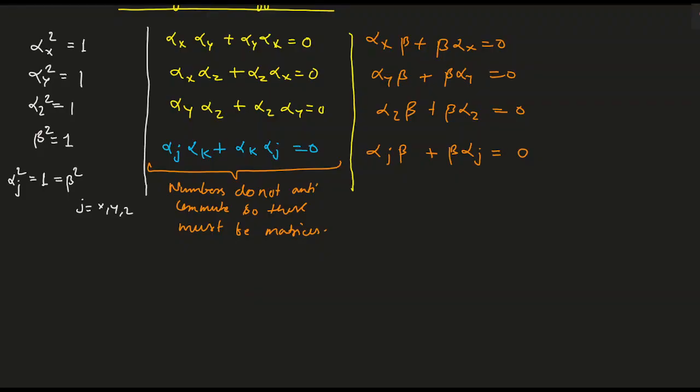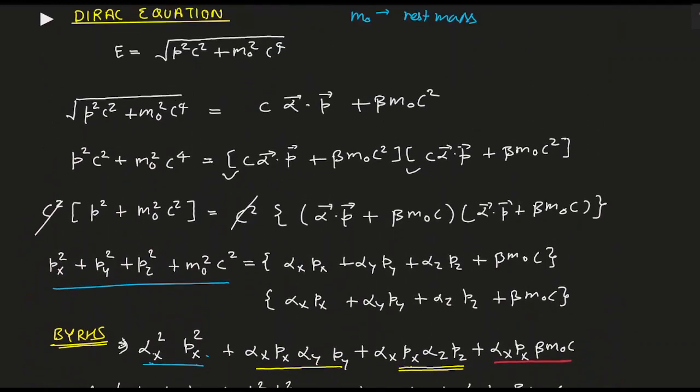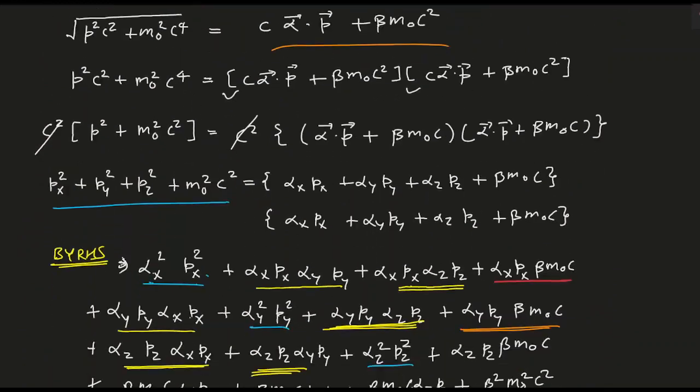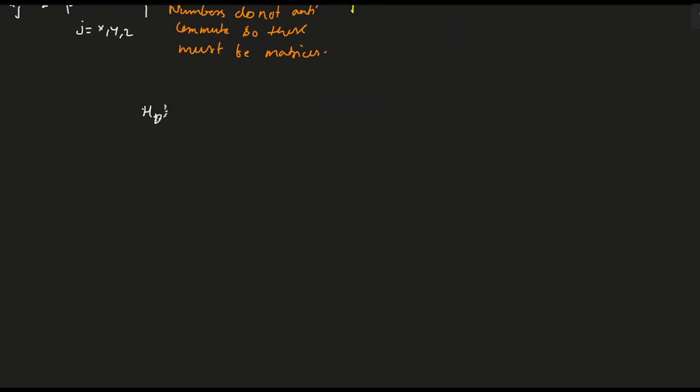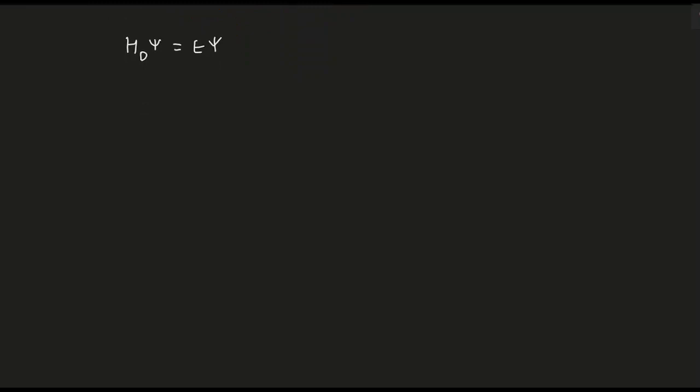Now let me come back to the Dirac equation. So what do we have as a Dirac equation? This was our Dirac Hamiltonian. We have H_D psi equals E psi, where our Dirac Hamiltonian is c times alpha_x p_x plus alpha_y p_y plus alpha_z p_z, that is c alpha dot p plus beta m_0 c squared, this whole acting on psi giving us E psi. Okay, so this was our Dirac Hamiltonian.